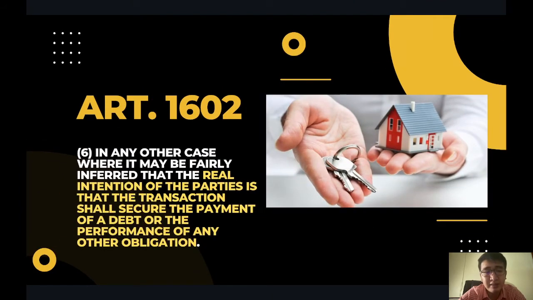Okay? In any other case where it may be fairly inferred that the real intention of the parties is that the transaction shall secure the payment of a debt or the performance of any other obligation. Or, just like what I said kanina, if hindi siya pumasok dito sa 5 cases, i-apply mo itong 6, which is a catch-all provision, meaning as long as the intent of the parties is a mortgage or pautang, and at the same time nagbigay ng property as a collateral to secure the payment, that is an equitable mortgage and not a contract of sale pacto de retro. Okay?